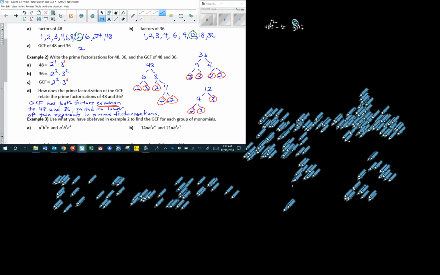What that means is, if we look at the factors of 2, the greatest common factor has the lower of the two exponents for 2. So 48 has a factor of 2 to the 4th. 36 has a factor of 2 squared. So the greatest common factor has a factor of 2 squared, the lower of those two exponents. Now if we look at the factors of 3, the two prime factorizations of 48 and 36 have 3 to the first power and 3 to the second power, so the GCF has 3 to the first power.